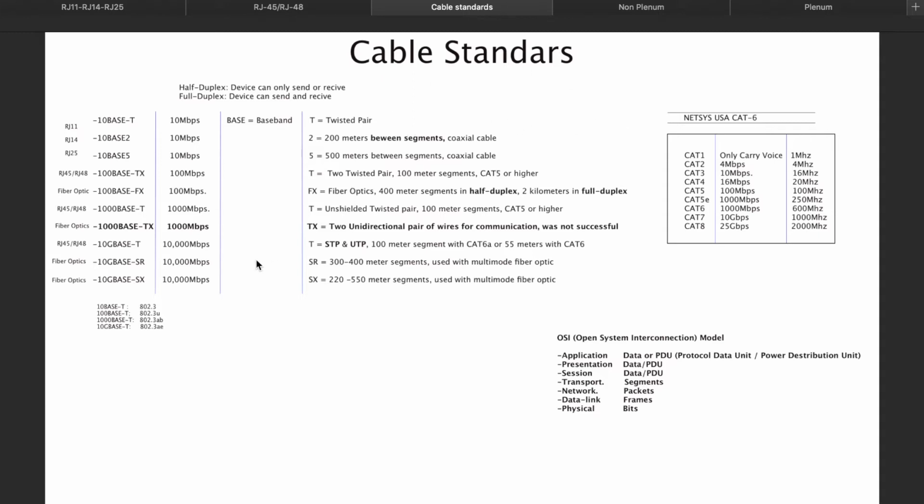If you come down here, you'll see that I've highlighted this one, the 100 base FX. This is an optic fiber, but it wasn't very successful, at least not commercially. Also, you'll notice that there's half duplex and full duplex. Half duplex means that you can send or receive, but you can't do both at the same time. Full duplex means that you can receive and send at the same time. This specific cable, the 100 base FX, can be 400 meters per segment if it's half duplex, and it can be 2 kilometers per segment if it's full duplex.